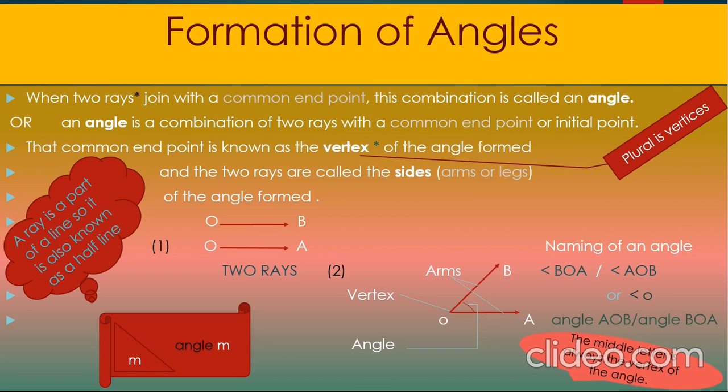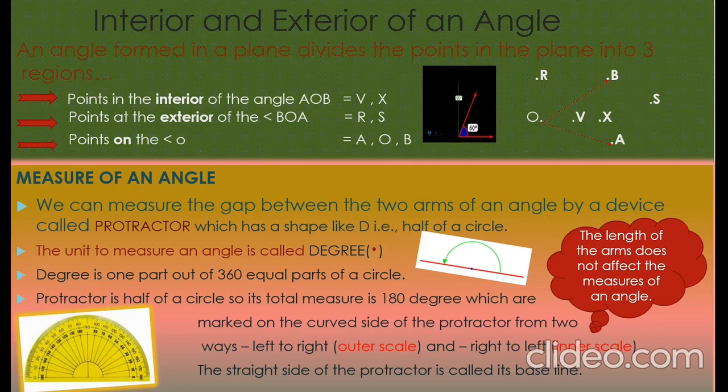Or you can name it simply telling angle O. Sometimes a small letter is written there in place of angle. So you can call that angle by naming that small letter, angle M or angle L, like this. You have to keep in your mind that while writing the name of an angle using three letters, you have to keep the name of the vertex in the middle. That's it. By now, you have understood well how an angle is formed.